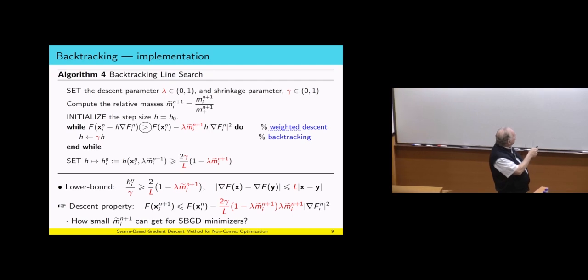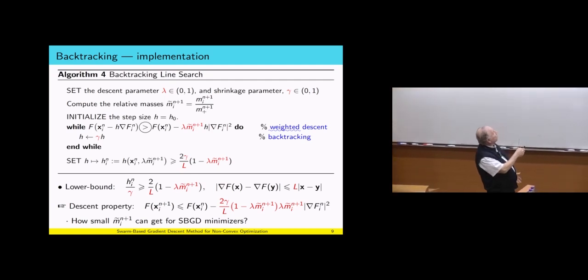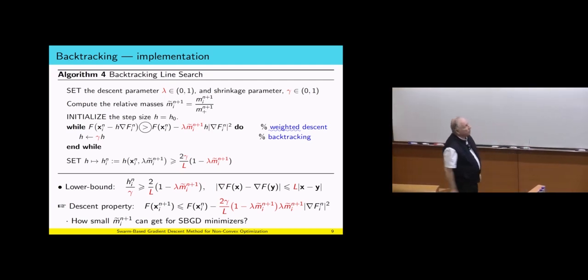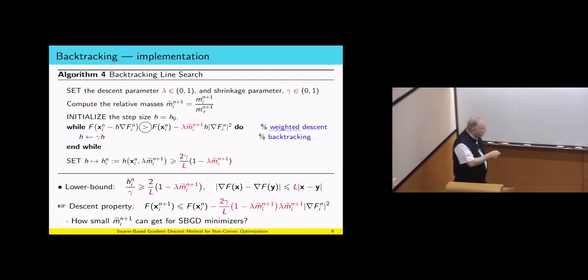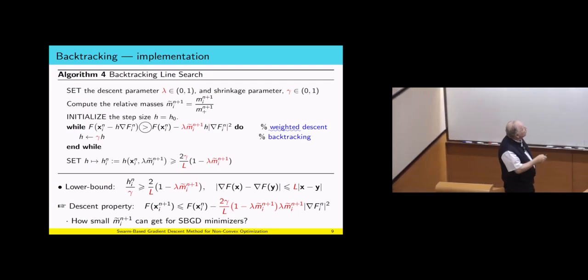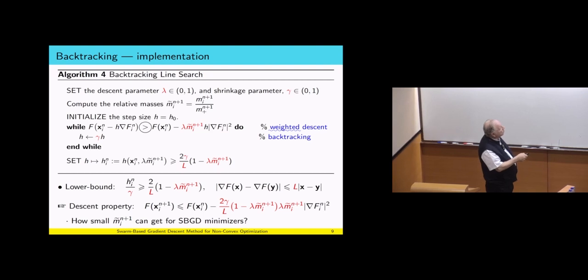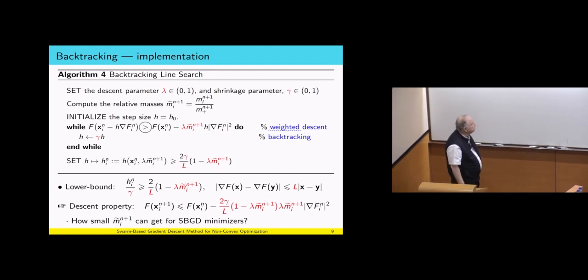Now, once we know a lower bound for the step size, then of course, we know how much we go down. So here's the statement. At every stage of the SBGD method, we go down by an amount which has to do with 2 gamma. This is a user parameter, less than 1. The Lipschitz bound, which we do not have access to, but it's still there. And then this product of these relative masses.